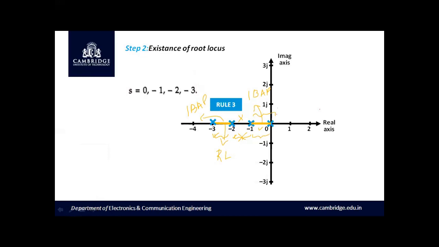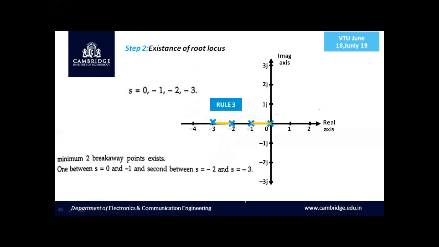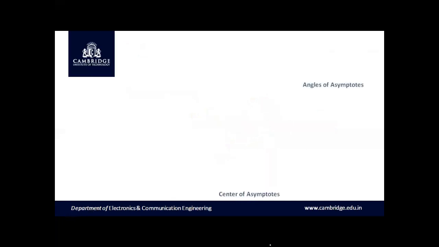Using the general prediction, we have identified a minimum of one breakaway point between -1 and 0 as well as -3 and -2. Hence, we can write it as a minimum of two breakaway points exist. One between s equal to 0 and -1 and the second between s equal to -2 and -3. Let us move on to the next step.